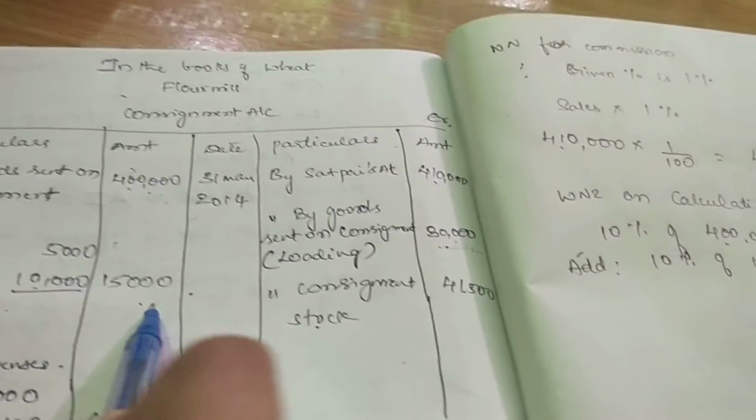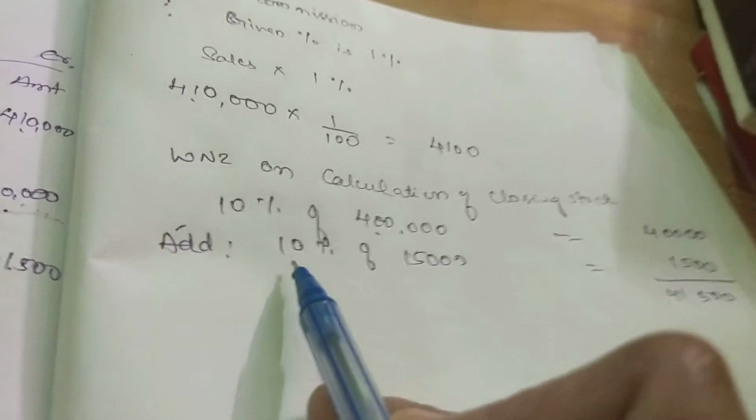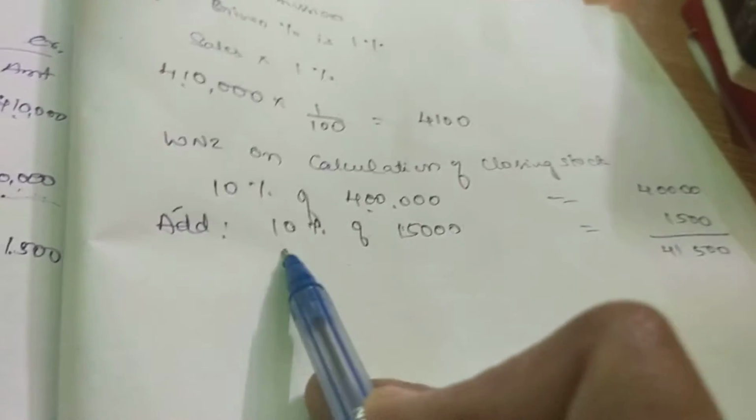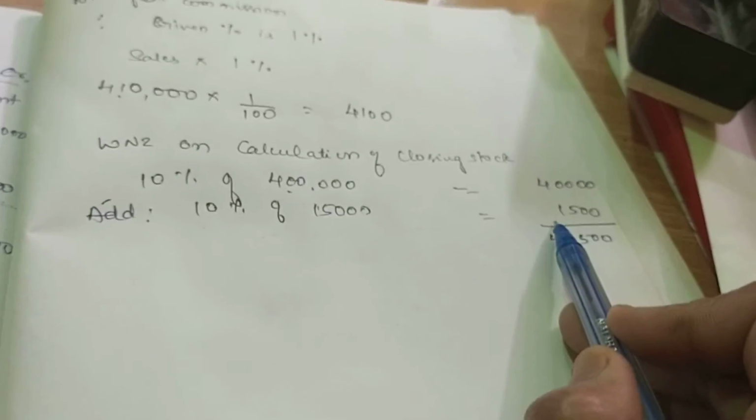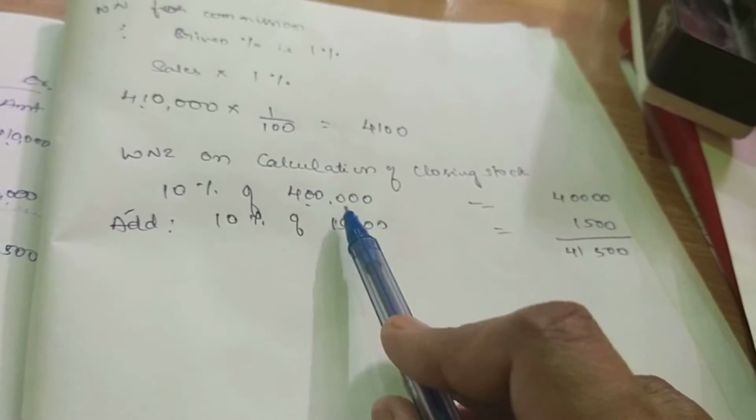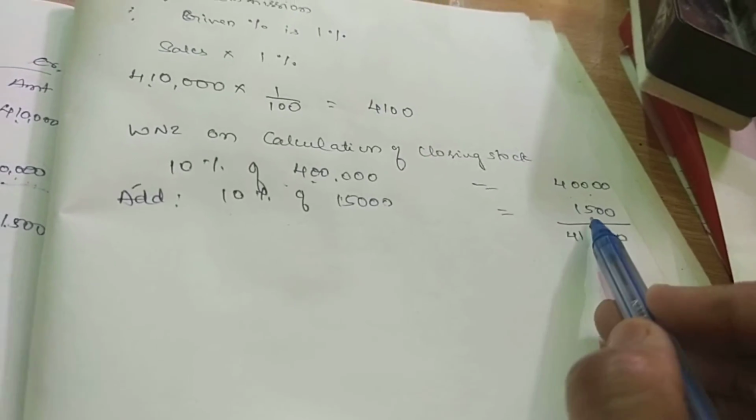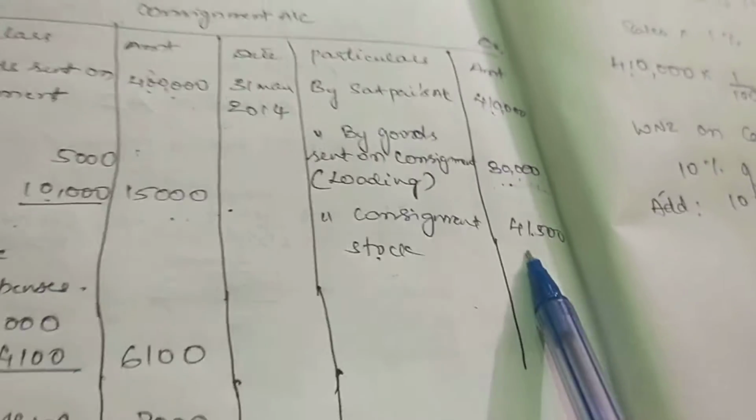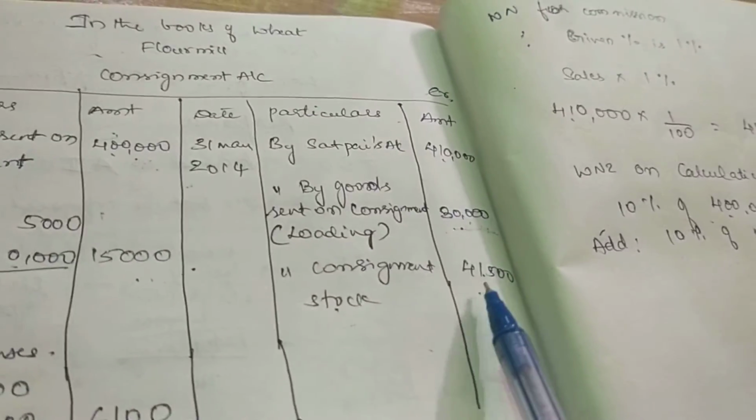We have to add only 10% of it because he has made 90% of the sale. Only 10% is in the closing stock. So 10% of 15,000 is 1,500. 4 lakhs, 10% is 40,000. 40,000 plus 1,500 will come to 41,500. This is your closing stock. This is at invoice price, that means it includes profit.